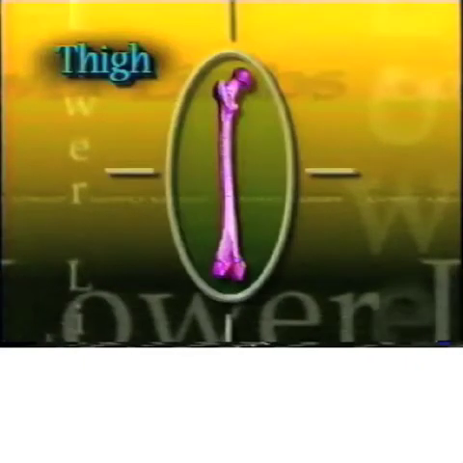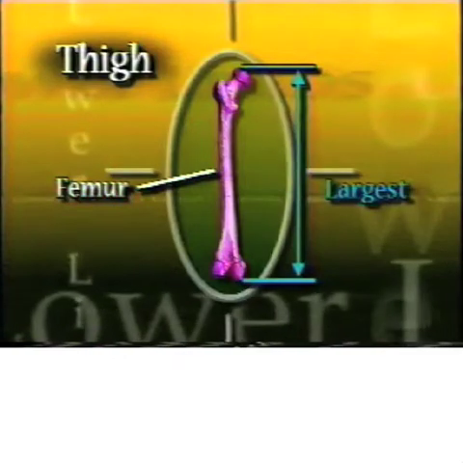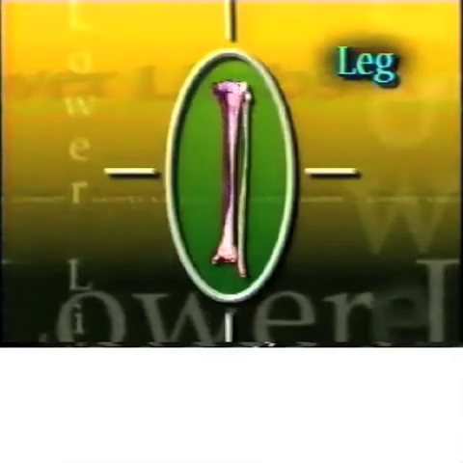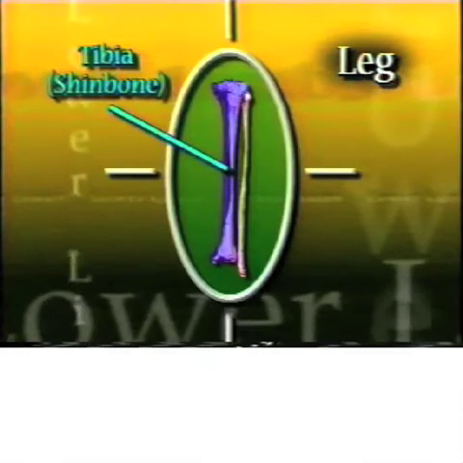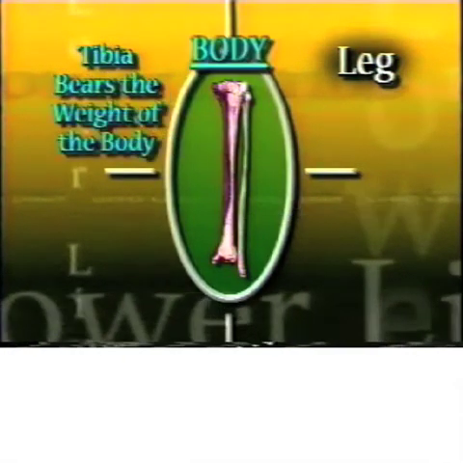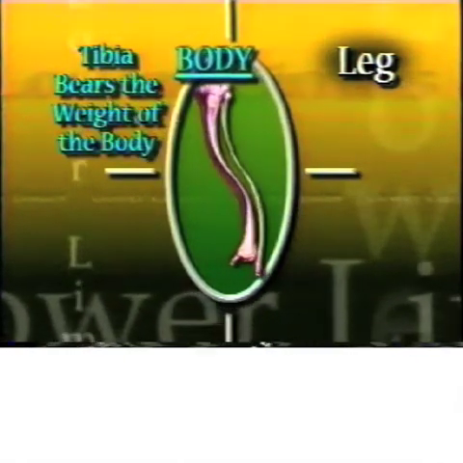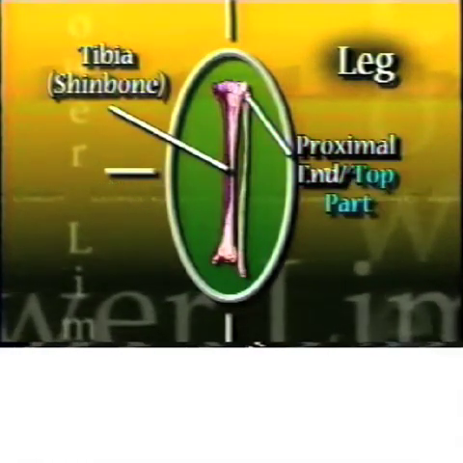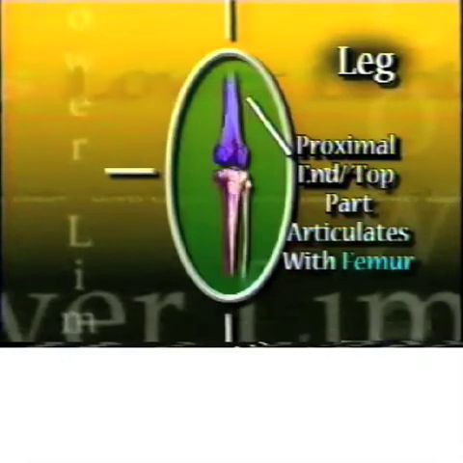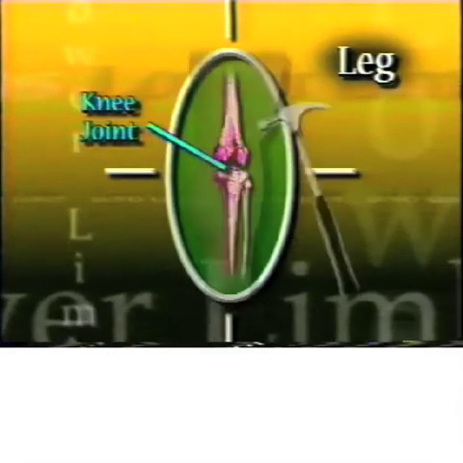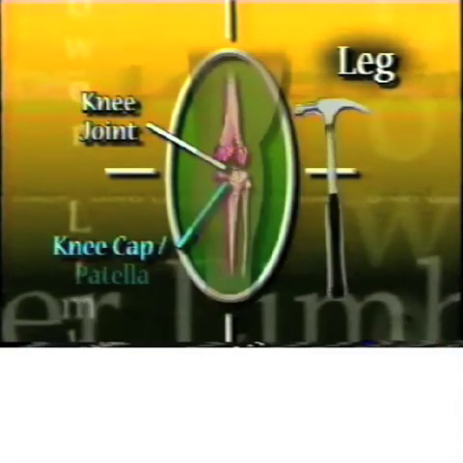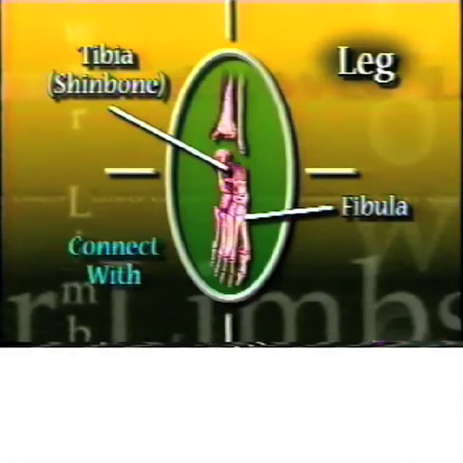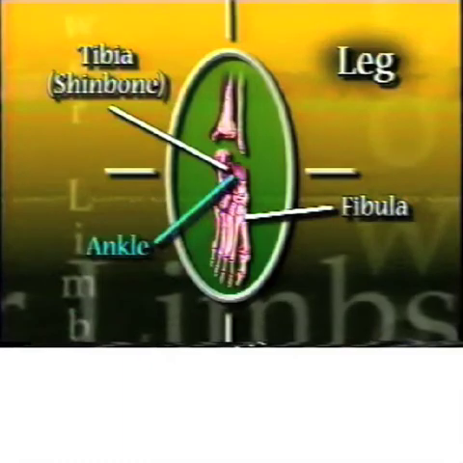The only bone in the thigh is the femur, which is the largest, longest, and strongest bone in the body. The leg is made up of the tibia or shin bone and the fibula. Only the tibia bears the weight of the body, which is transmitted from the femur to the foot. The proximal end of the tibia, or top part, articulates with the femur to form the knee joint, which is protected by the kneecap, or patella. The distal, or lower end of both the tibia and fibula connect with the foot to form the ankle.